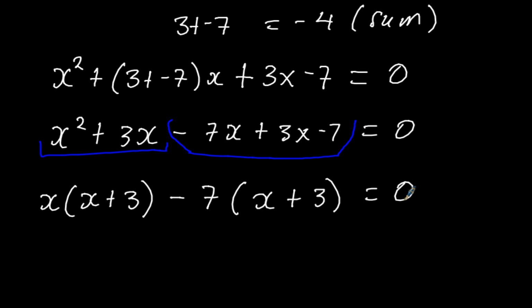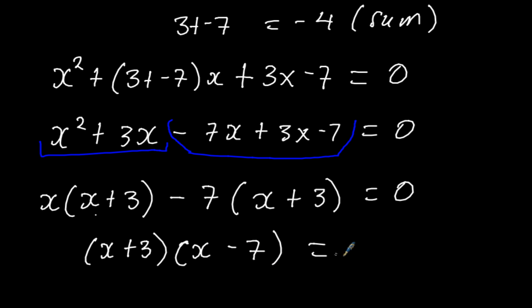And as I said, this bracket should be the same as that bracket. And we can now factorize it out. And we are left with x minus 7 equaling 0.